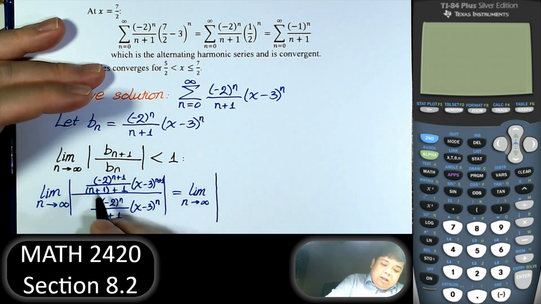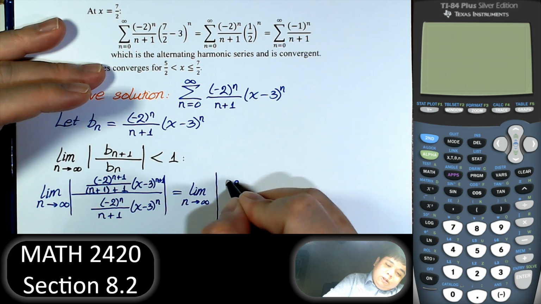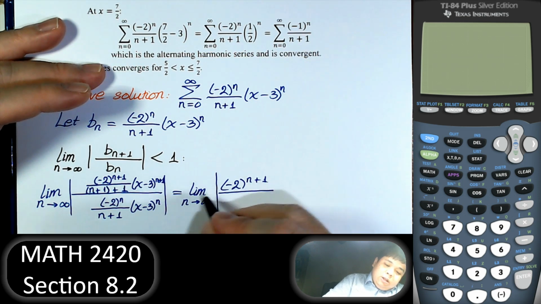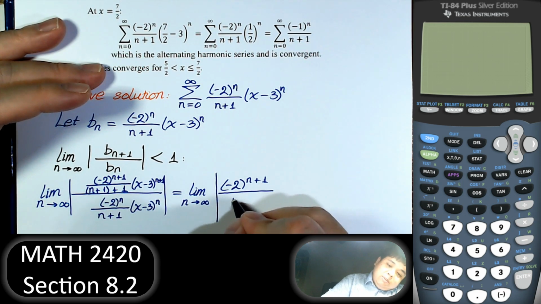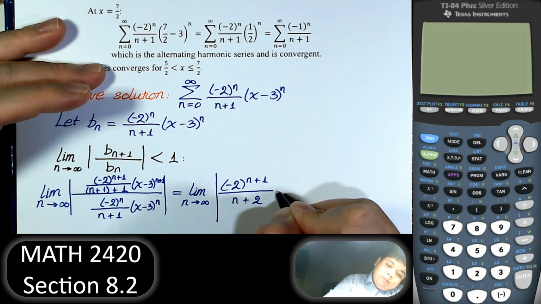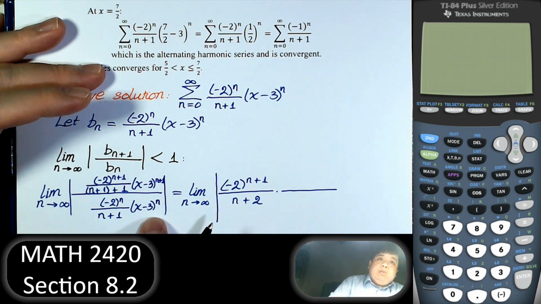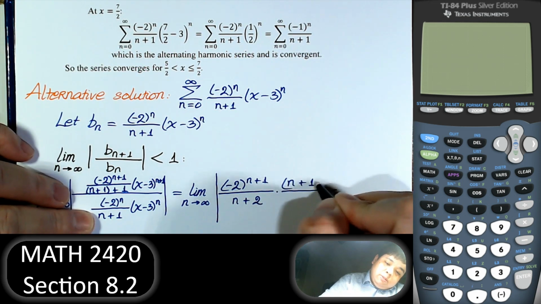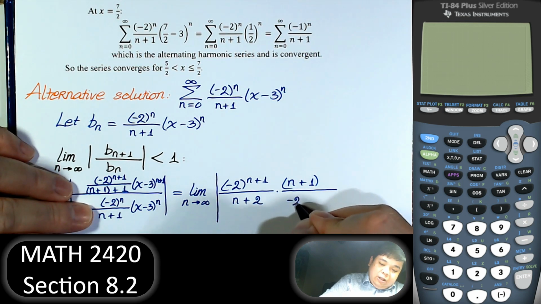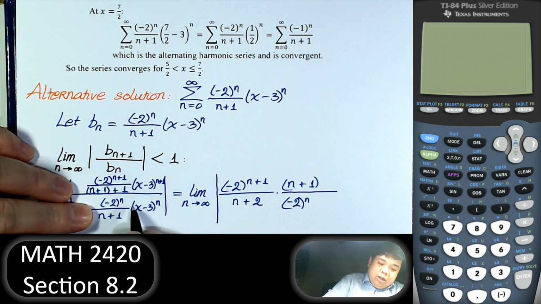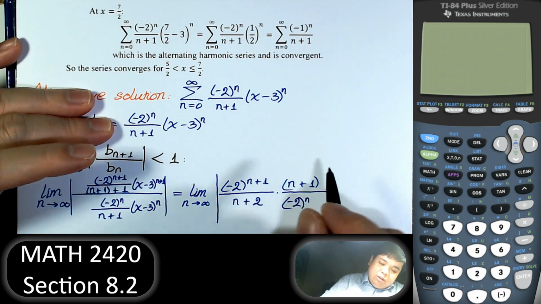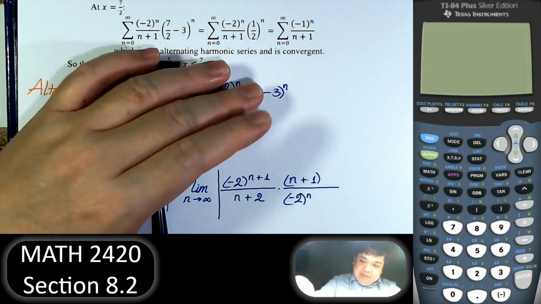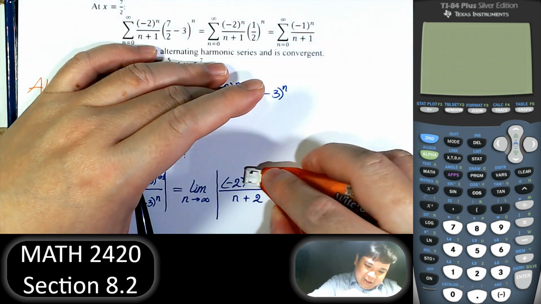Still absolute values, negative 2 to the n plus 1, n plus 1 plus 1, so that's n plus 2. Multiply by the reciprocal: n plus 1 at the bottom, stay on the top, negative 2 to the n at the bottom, x minus 3 to the n, sorry, I forgot, x minus 3 to the n.